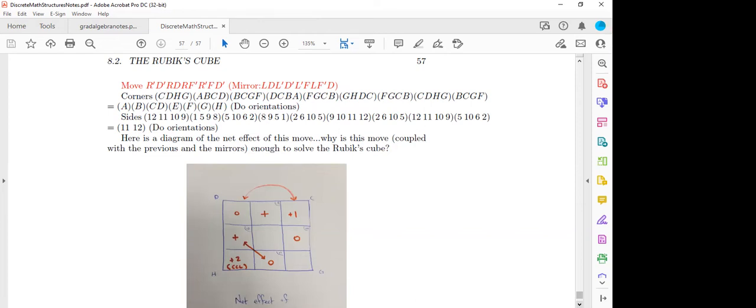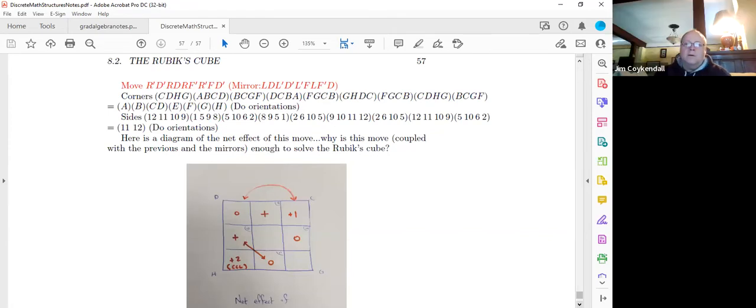If you use like the top, the matching corners as kind of like a pivot point, you can use the mirror and the regular operation to like swap out the sides that aren't matching with each other. Okay, good.